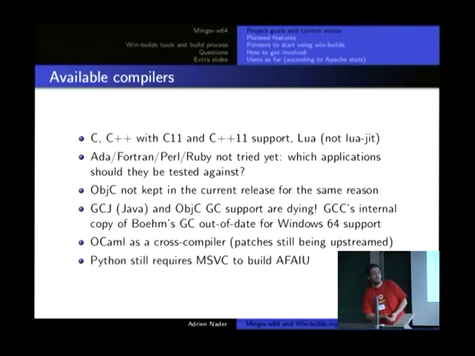Alright. As for what's available in more detail, you have C and C++, with C11 and C++11 support. There's Lua 2. I haven't tried Ada, Fortran, Perl, or Ruby, mostly because I need a project to build against them and to use. I have no idea what people could want, which is not written. Use Perl's own test suite. Yeah. But I'm a bit limited, since I do cross compilation.